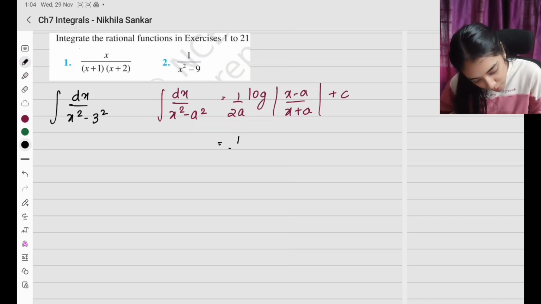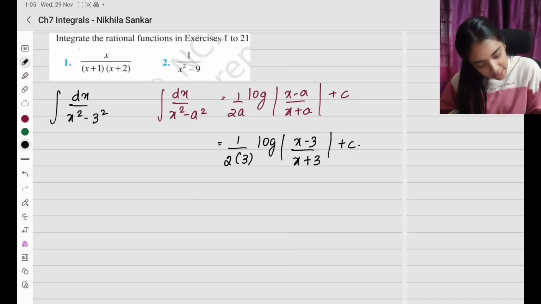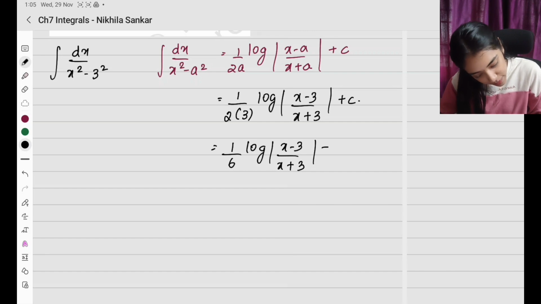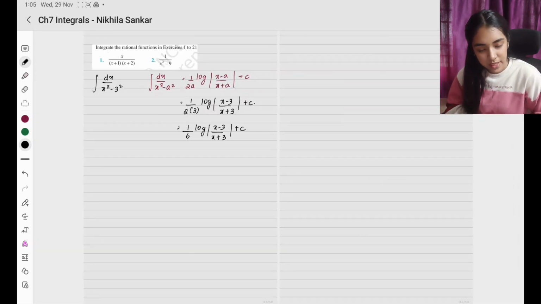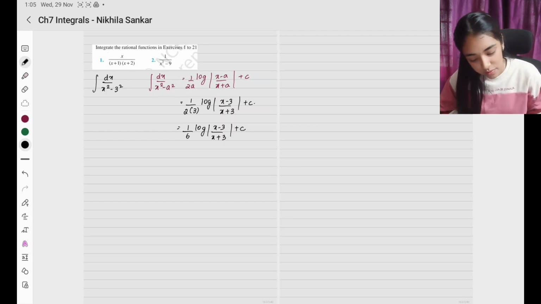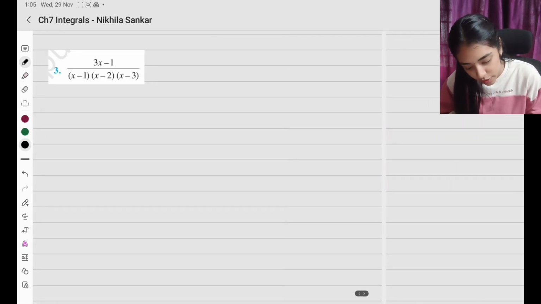So idu substitute panna I have 1 divided by 2a, which is going to be 3 times log mod x minus 3 divided by x plus 3 plus c. So my final answer is going to be 1 by 6 log mod x minus 3 divided by x plus 3 plus c. Okay? So this is my answer. Please copy. இதெல்லாம் சிம்பிளா இருக்கும், போக போக கொஞ்சம் லைட்டா ட்ரிக்கியா இருக்கும். We'll solve. Okay? Now moving on to the third question.